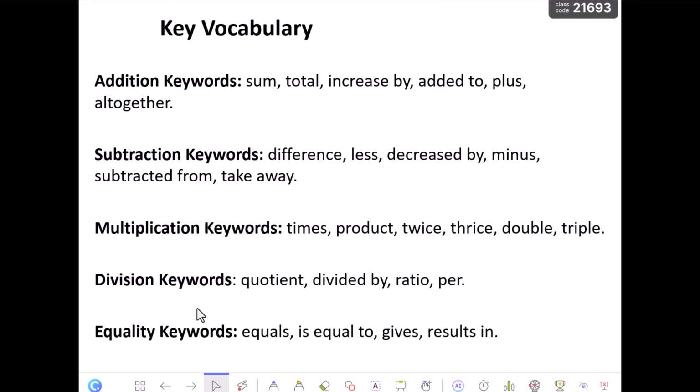Then if the question has equals to, what symbol or words are you looking for? You should look for equals, is equal to, gives, result, something like answer. All these are different terms we use when we want to solve word problems. So let's go to the first example, and that is all for this class.